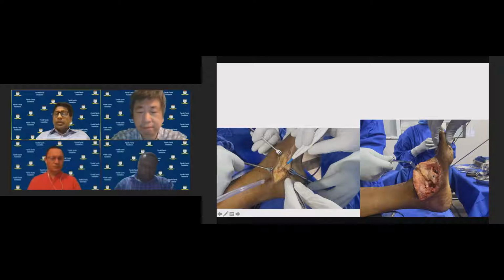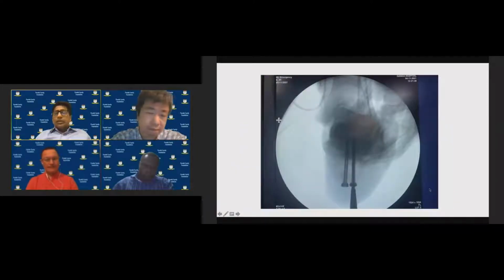Even after doing the correction, the cavus could not be corrected, and also she had wear and tear of the talonavicular joint. We thought then to do a dorsal wedge osteotomy on the talonavicular joint. So I did an extended medial column fusion. Then we did a lateral displacement calcaneal osteotomy in the calcaneum to correct the heel varus.